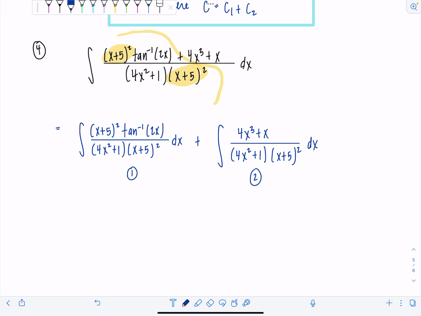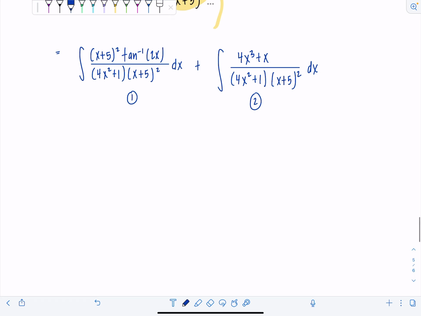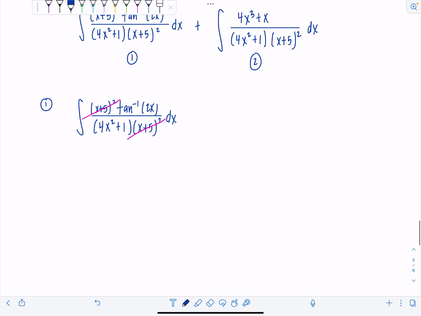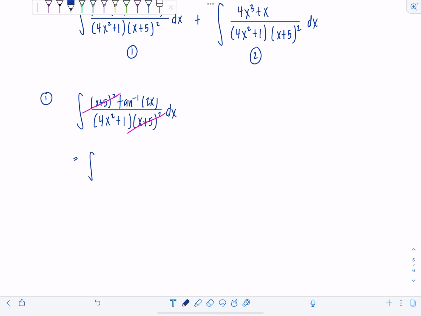Okay, let's tackle them one at a time. All right, first one. Anything you notice with integral 1? Remember we split it up a certain way because we wanted to cancel some stuff out. So the x plus 5 squared will cancel out. Bam, bam, gone. Then things should start looking somewhat familiar. We've got a tan inverse of 2x, and then this 4x squared plus 1 in the denominator.